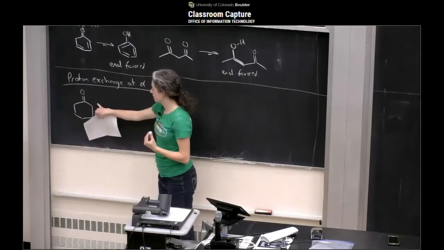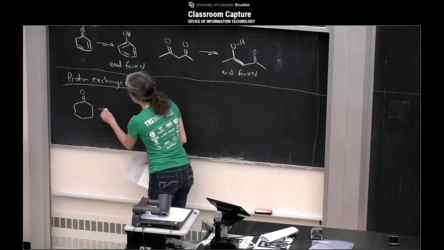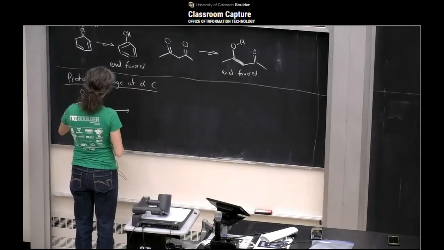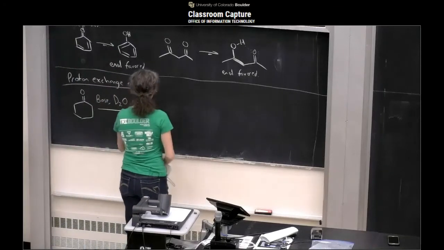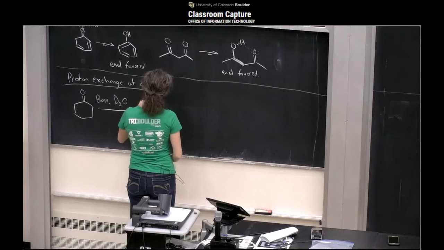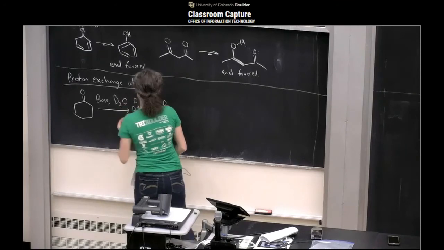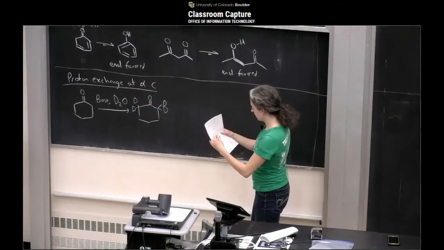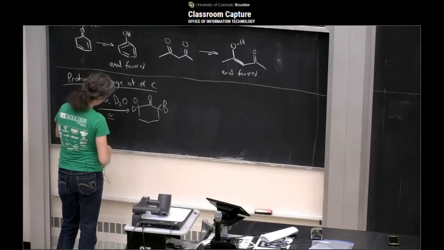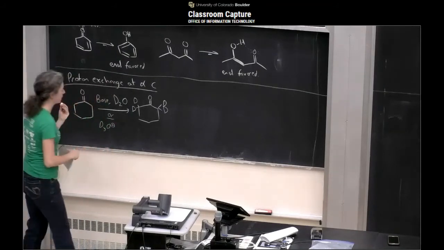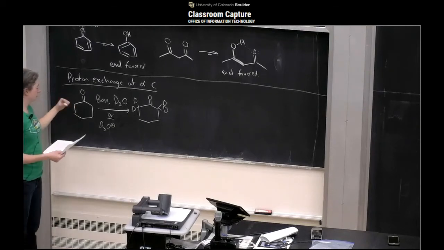So this molecule has 4 H's, 2 on this carbon and 2 on this carbon. If we put this into base and D2O, it turns out that over time every single one of the alpha hydrogens is going to gradually get replaced with deuterium. And the same thing happens if we do it in acid too, with D3O plus. So acid or base, every single alpha hydrogen is gradually going to get pulled off.